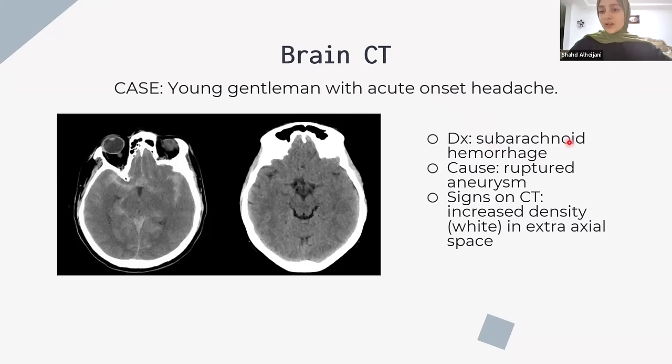And what is the cause? There are different causes. It can be a ruptured aneurysm. And what is the sign in CT? Here in these extra-axial spaces, you will see whiter, increased density. They will be hyperdense, and sometimes they describe it as spider-shaped. This is an indicator that this is a subarachnoid hemorrhage. So whenever you see this, think of subarachnoid hemorrhage together with the patient presentation. He's young, has acute onset of the worst headache of his life.